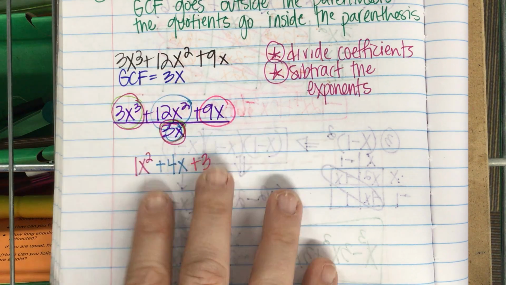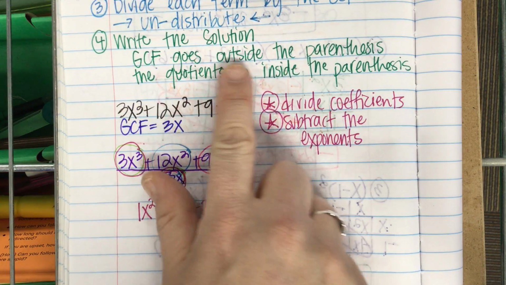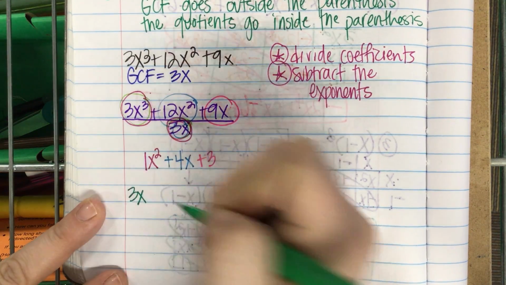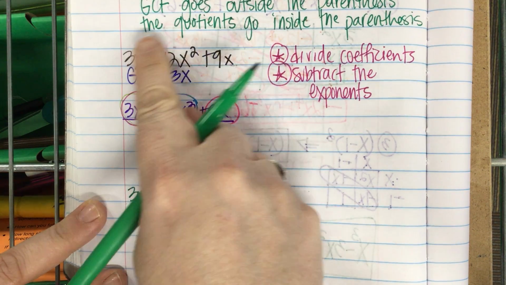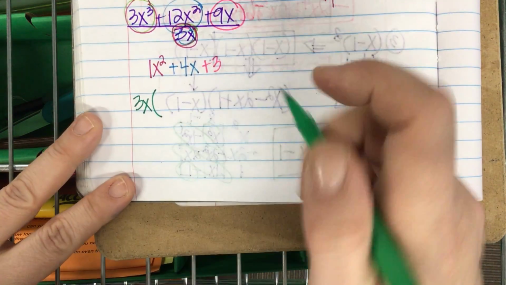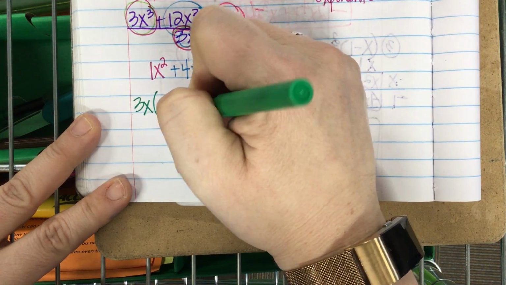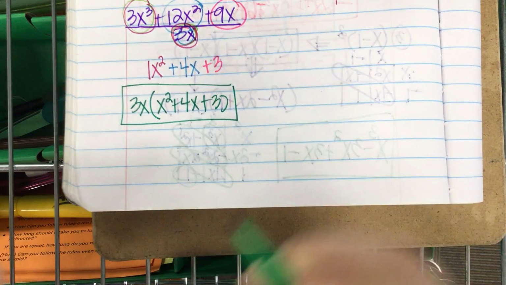So my solution, write the solution. The GCF goes outside the parentheses. So my GCF was 3x. And the quotients go inside the parentheses. So my quotients are 1x squared plus 4x plus 3.